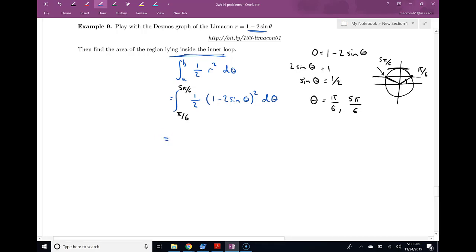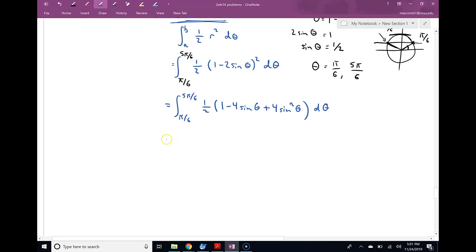To do that, the first thing we're going to do is expand the squaring piece. I need to FOIL this all out. I think we're going to get 1 minus 4 sine theta plus 4 sine squared theta, and we're integrating that with respect to theta. Why don't I go ahead and factor out this 1/2 from all of these pieces.